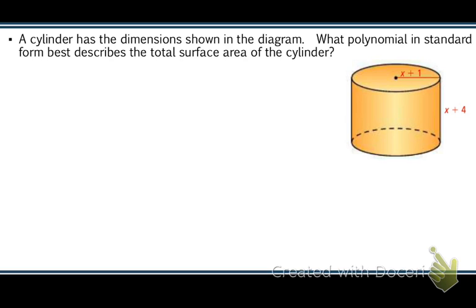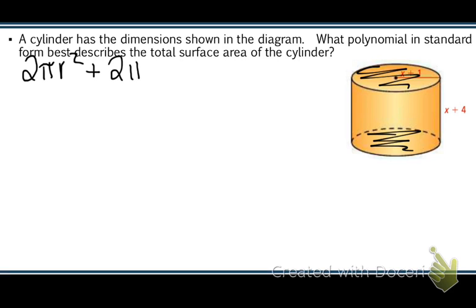Alright, so first of all we need to know the formula for surface area of a cylinder. And the formula is 2 pi r squared. Alright, that represents the two circles. Since the area of a circle is pi r squared, I need that 2 times. Plus 2 pi r, which represents the circumference, times h, which is the height.